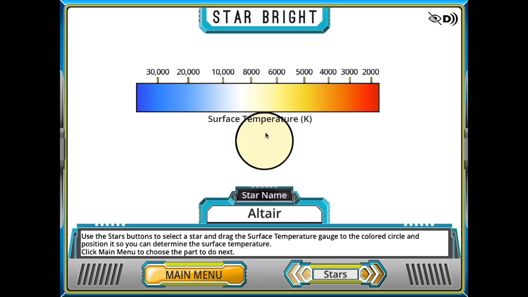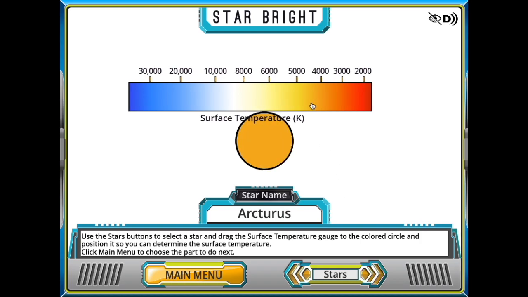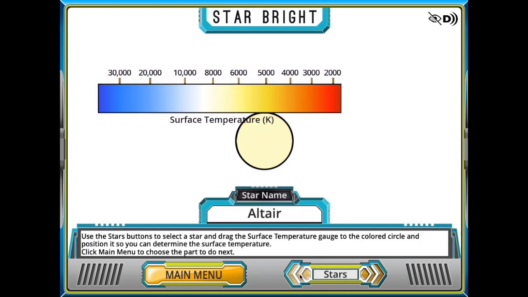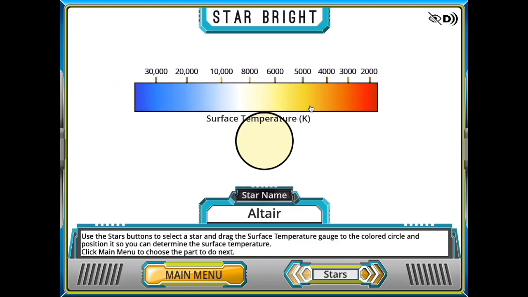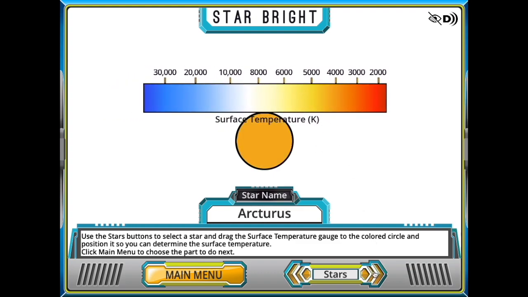Choose the forward arrow to move to the next star, or the back arrow to view the previous star. Observe and measure the temperatures of all 10 stars in the set.